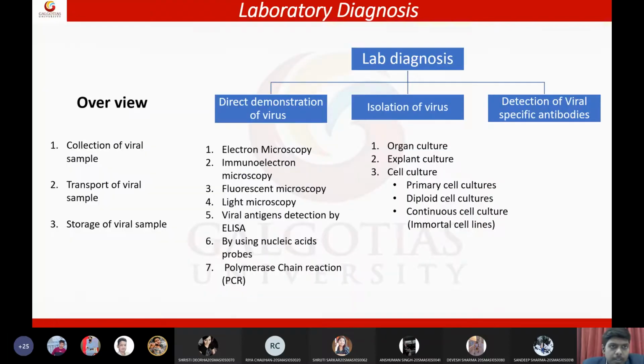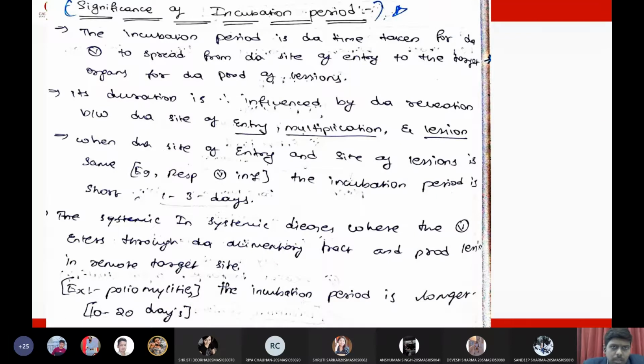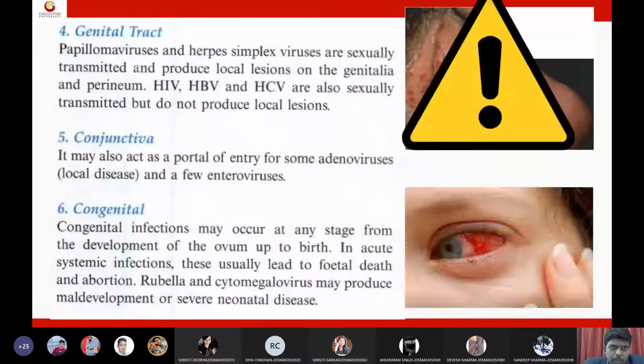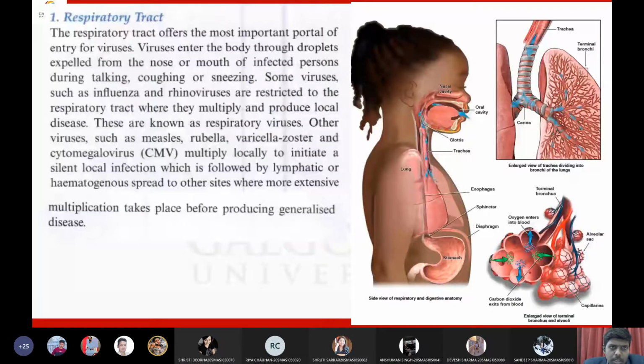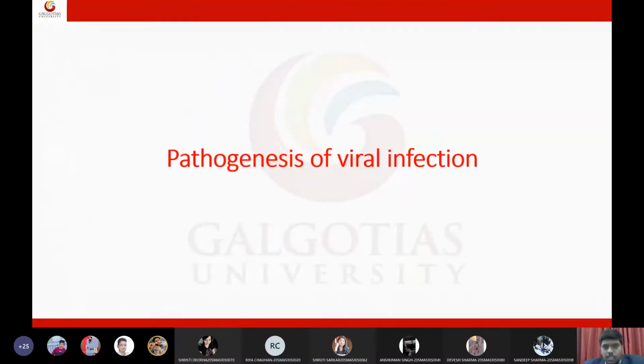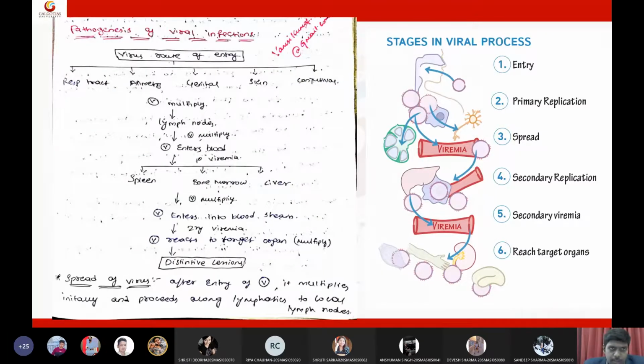Okay. So yes, this is all about pathogenesis of viral infections. Pathogenesis of a viral infection happens in these stages. So can anyone explain this, students? Pathogenesis in Hindi? Any one of you? Viral pathogenesis?